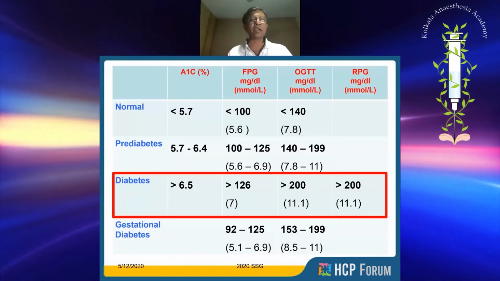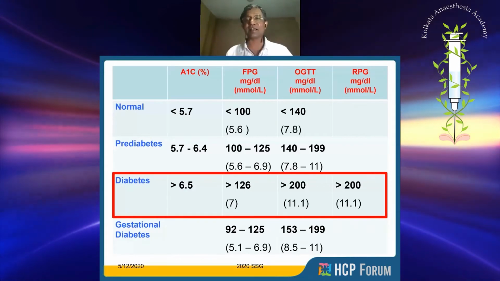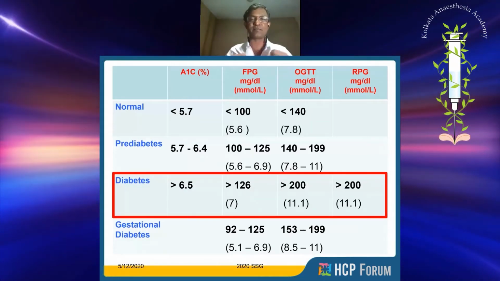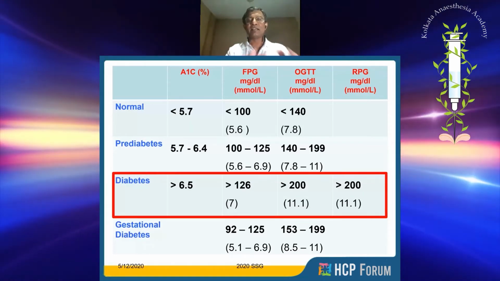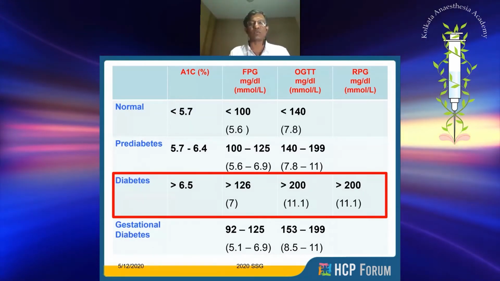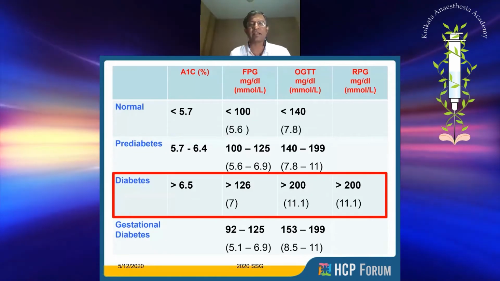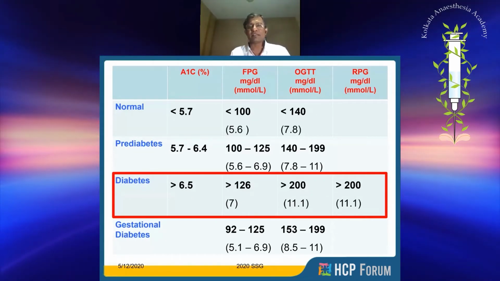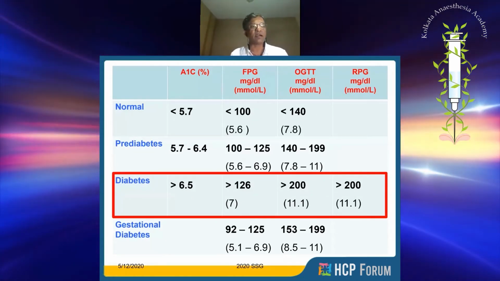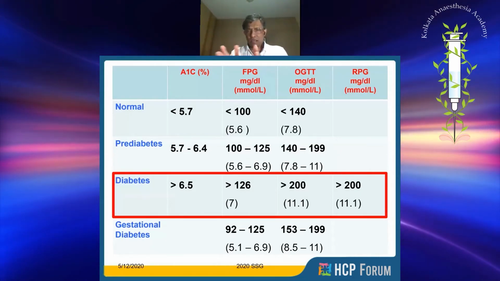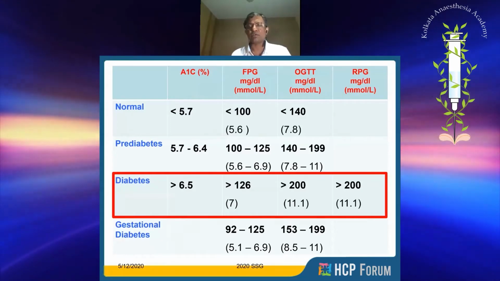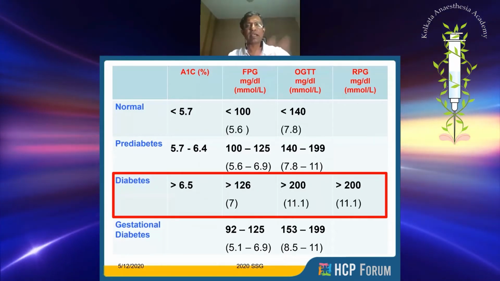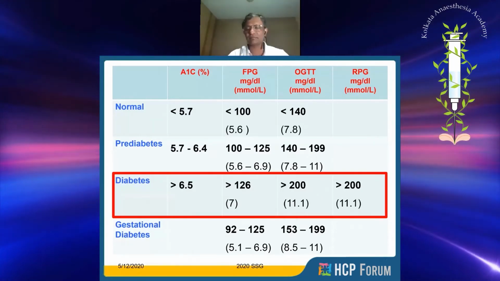Okay, so I know these are again numbers, and numbers are something which doesn't come naturally or normally to me, but then you will have to remember this. But at least the red box, I think it is worthwhile to remember: a glycosylated above 6.5, a fasting above 126, oral glucose tolerance test, or a random plasma sugar which is above 200. So I think this is an important slide for exam going students.